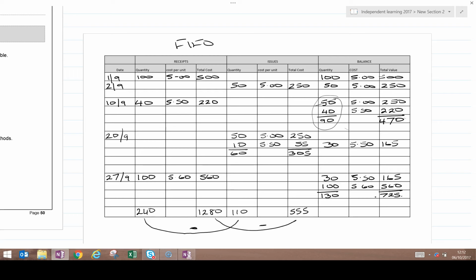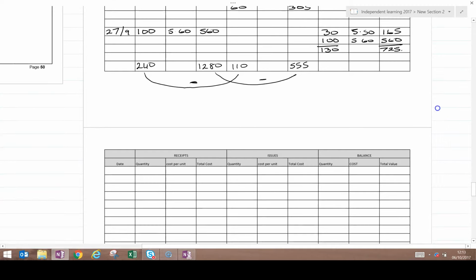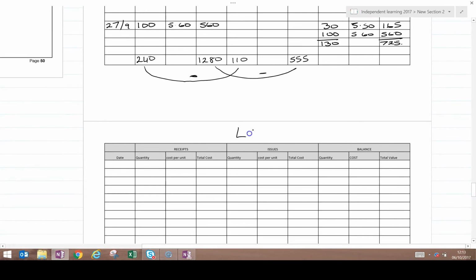So what about LIFO? LIFO uses the same basic method as FIFO, except we issue the last items received first. So I'm going to use those same figures, but this time using the LIFO method. So our first transaction again is on the 1st of September. We had received 100 units, £5 each, £500. So putting that into our balance column, we have 100 units, £5 each, £500.